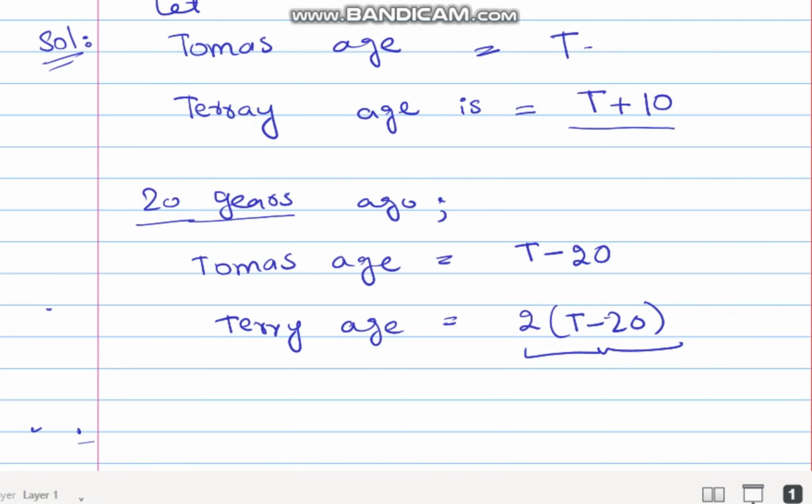Now we have to make the equation. How can we make the equation? Please note the thing. This is Terry's age, and this is Terry's age. So what we can do basically is just equate them. This is a very important point.